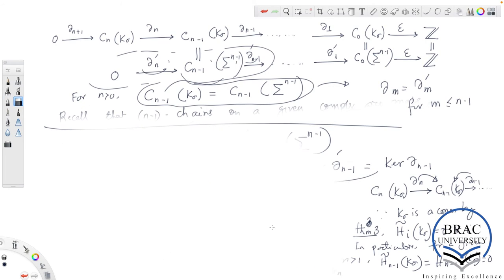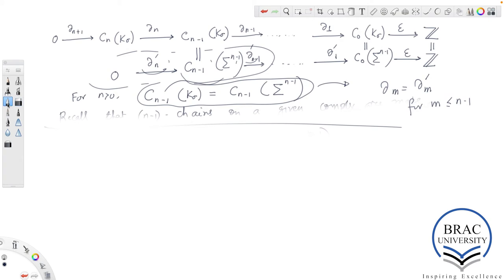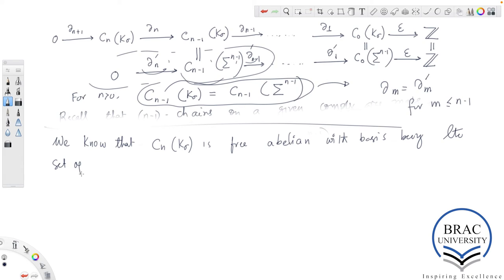So now, we know that the group of n chains on the complex K sigma is free abelian, right? Where the elementary n chains on the complex K sigma form a basis. That collection forms a basis of this free abelian group. It's free abelian with basis being the set of elementary n chains.